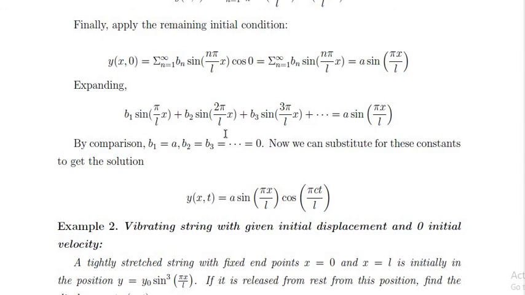Then next we can compare the left and right side. b1 equal to a, but b2, b3 all are equal to 0. So the solution of the wave equation becomes y of xt equal to a sin pi x by L cos pi ct by L. All other terms become 0. So this will be the required solution.